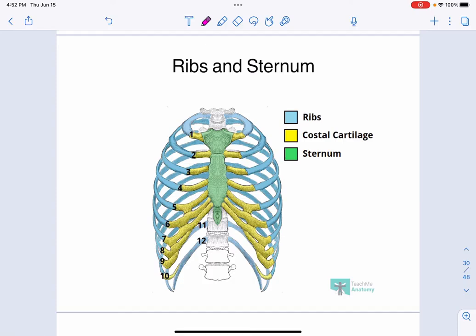But you can see the ribs highlighted in blue. They are connected to the sternum, which is made up of 3 different regions. I'll also go over that. And they're connected through hyaline cartilage. That's what you're seeing in yellow. That is hyaline cartilage.